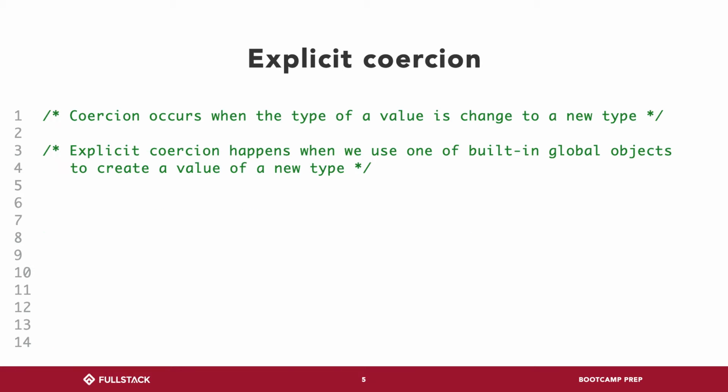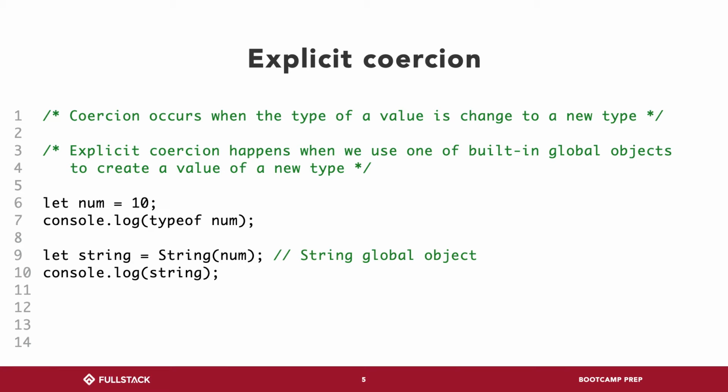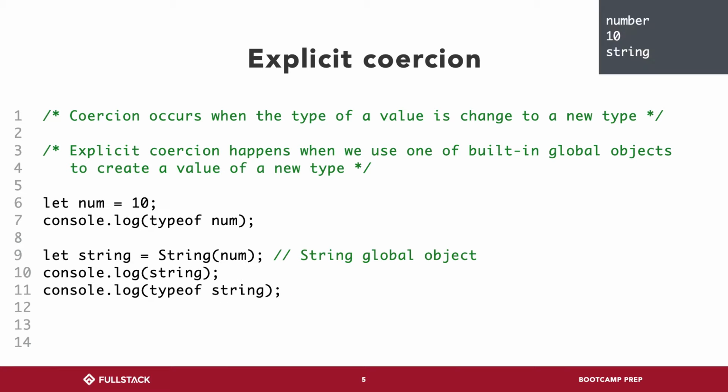So explicit coercion. Coercion occurs when the type of a value is changed into a new type. Explicit coercion happens when we use one of the built-in global objects to create a value of a new type. So you see, we set num equal to 10. We console log the type of num. You get number. Then we say let string equal to capital String, invoke it, and pass in the number. Then we can console log string. It looks like 10. It looks like the same thing in the console, right? But if you console log its type, it's a string.